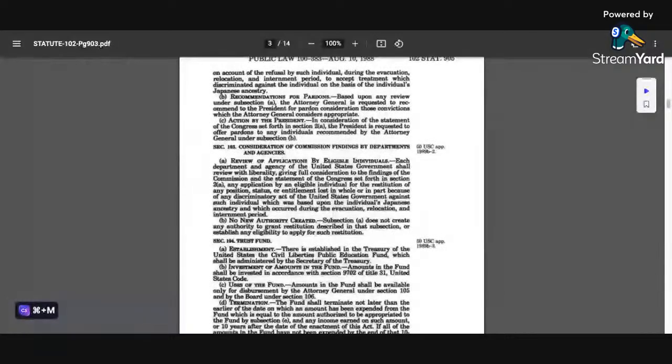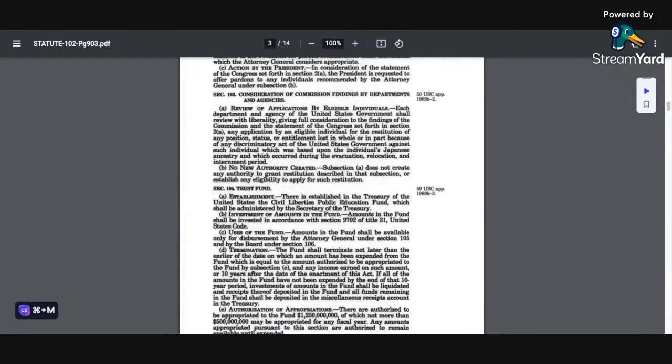B. Recommendations for pardons. Based upon any review under subsection A, the Attorney General is requested to recommend to the President for pardon consideration those convictions which the Attorney General considers appropriate. C. Action by the President. In consideration of the statement of the Congress set forth in Section 2A, the President is requested to offer pardons to any individuals recommended by the Attorney General under subsection B.